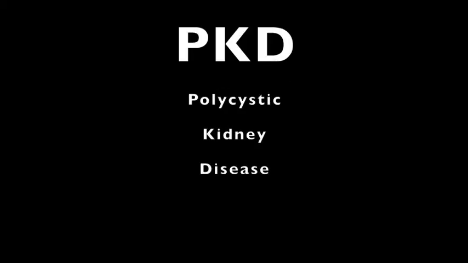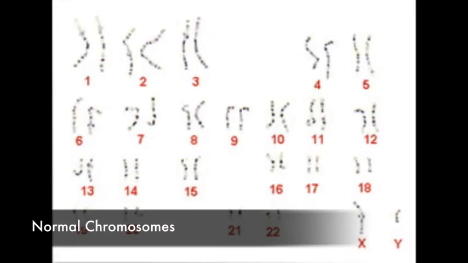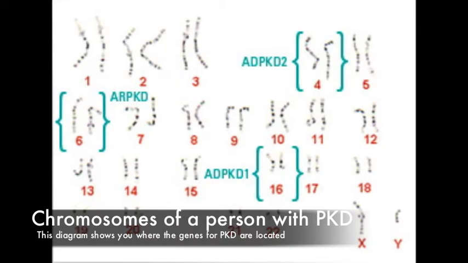PKD stands for polycystic kidney disease. It is a disease that damages your liver and is inherited through genetics. This is a normal set of chromosomes taken from a human. These are the chromosomes that can affect a person on whether they have PKD or not. Chromosome 16 has the PKD1 gene. This is the gene where 85% of the mutations happen.